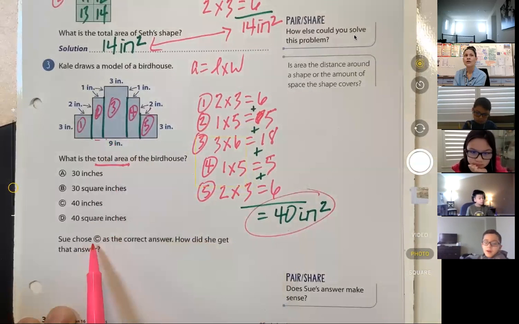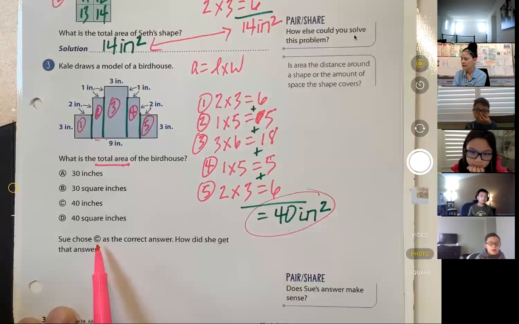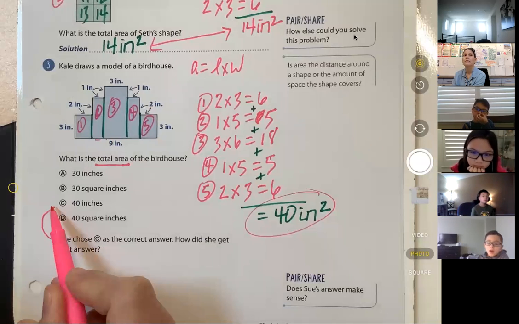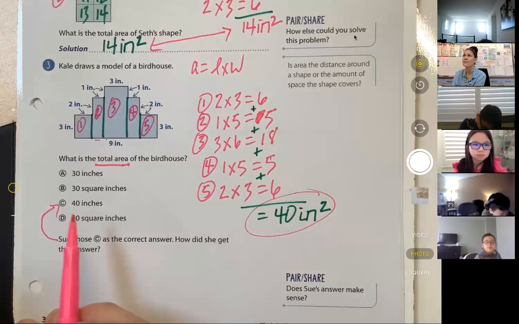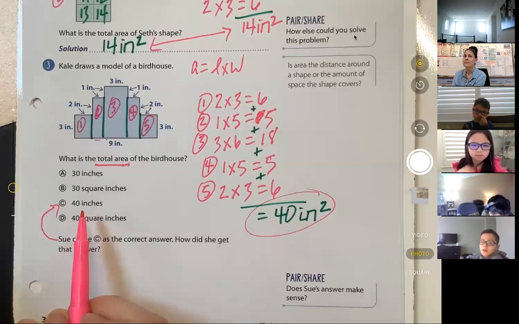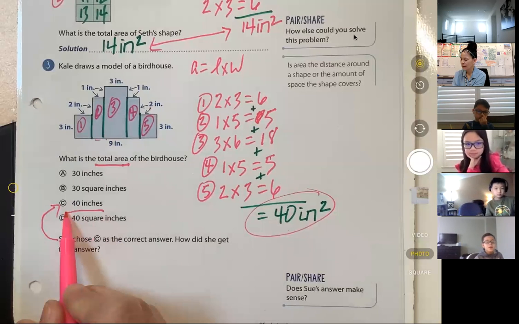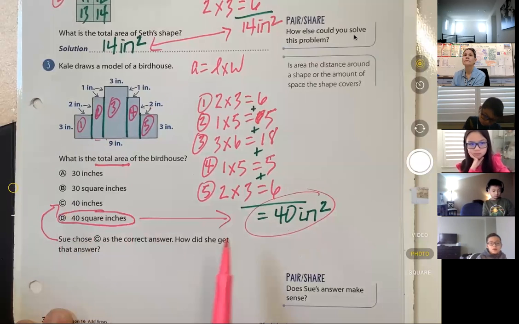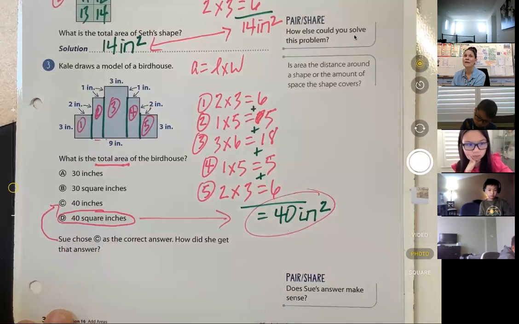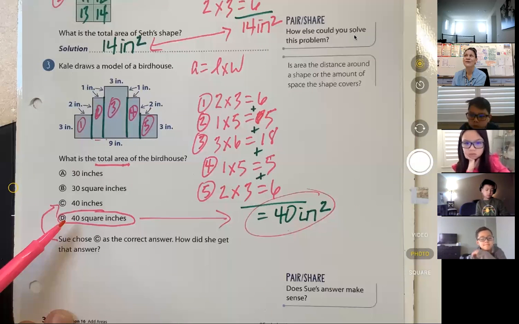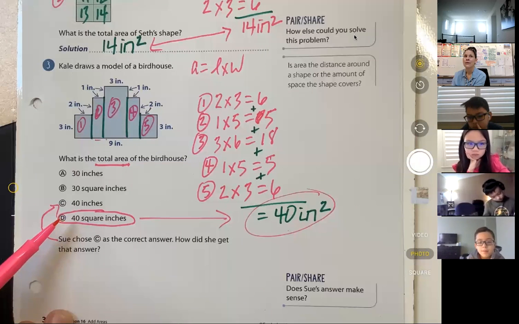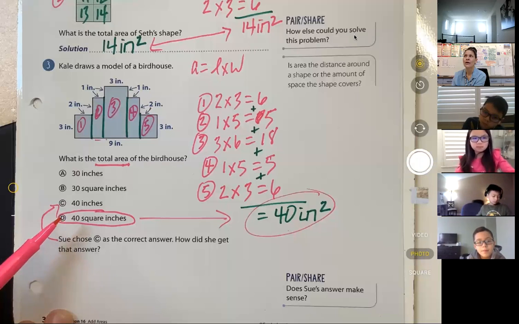But Sue chose C as the correct answer. Sue chose C. And of course, we know Sue is incorrect. And Sue is incorrect because we never express area this way. It is always expressed in square units. Again, could this be on a test? Absolutely. Could I give you both options and say 40 and 40 square inches? Yes, just to see if you're paying attention. Absolutely. Area is always expressed in square units.